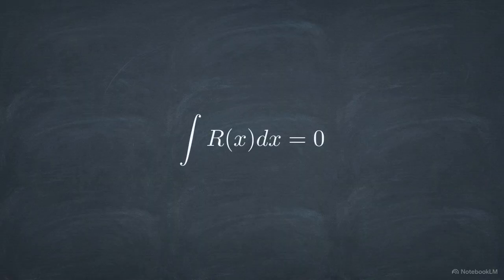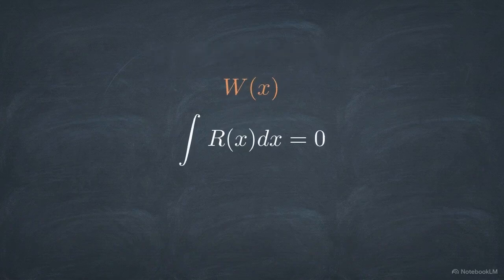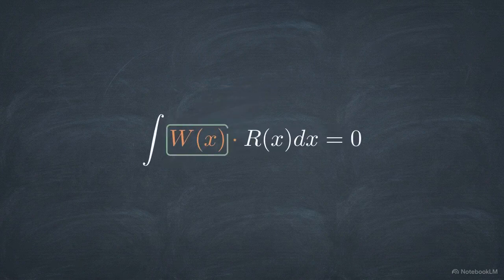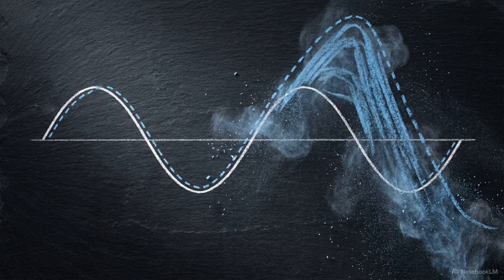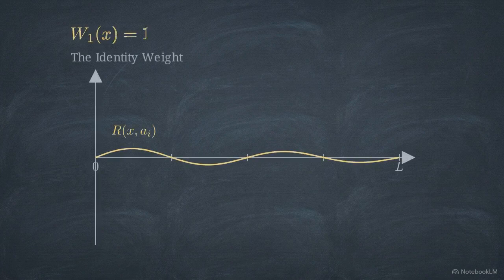To solve this dimensional mismatch, we inject a new mathematical tool into the process, an arbitrary weighting function, denoted as w of x. Look at the modified equation. We multiply the residue by this weighting function before we integrate. Applying this multiplier warps the area above the curve, altering the balance of positive and negative regions and changing the resulting algebraic equation. These weighting functions do not need to be complex mathematical structures. Standard polynomial terms are highly effective. For our first iteration, we set the weight to 1. Multiplying it against the residue curve leaves the shape unchanged, and integrating it gives us our first constraint equation.